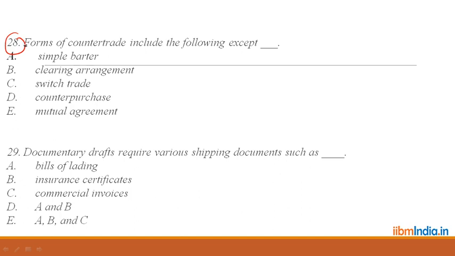Forms of counter trade include the following except: simple barter, clearing arrangement, switching trade, counter purchase, mutual agreement. Simple barter is goods in exchange for goods. Clearing arrangement is between the two parties. Switching trade is switching the trade from one person to another person, or from one product to another product. Counter purchase is one hand product, one hand payment. And mutual agreement between the two parties.